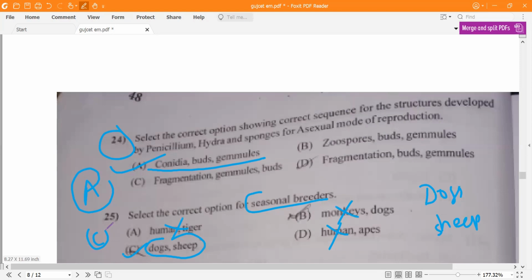What did you write, beta? Dogs and sheep. Okay, great.